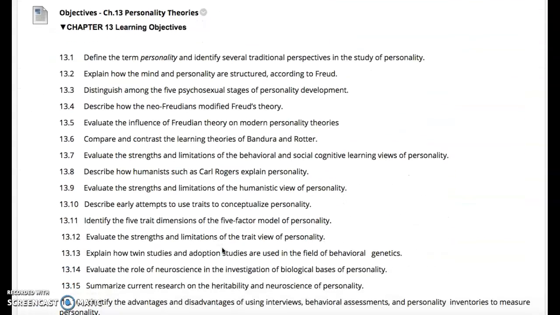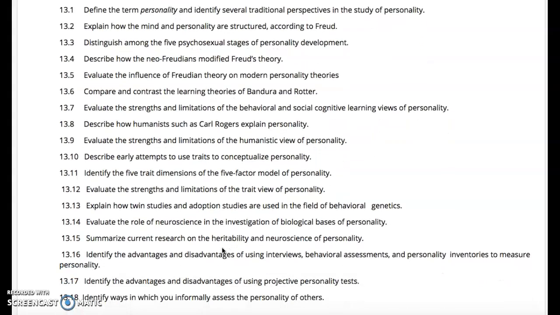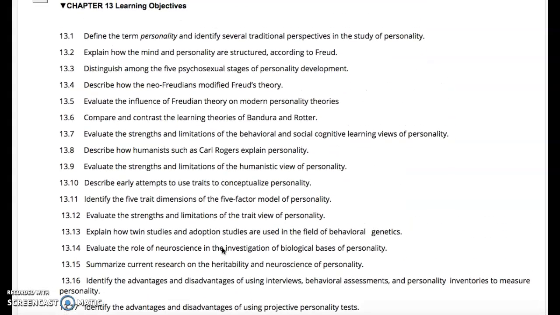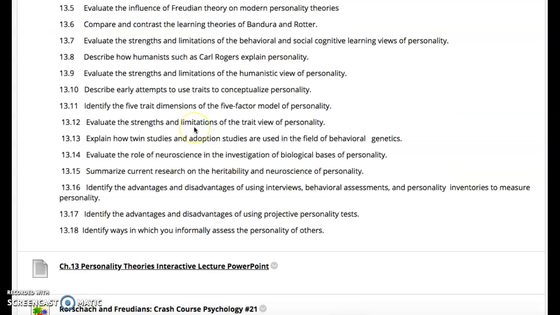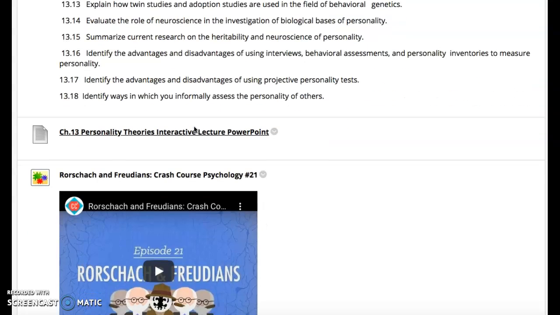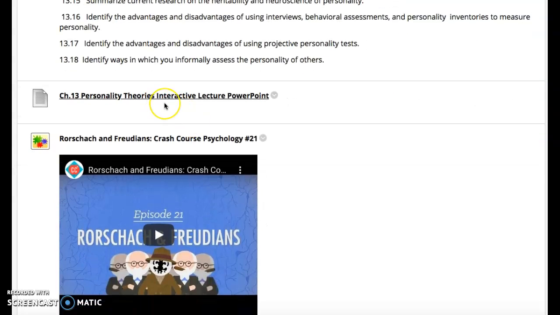Here are the learning objectives for chapter 13. And I will have a link right above here to listen to the podcast overview of the learning objectives, which I go over each one in a little more detail. So you can go ahead and listen to that. I've got the PowerPoint lecture slides for chapter 13.